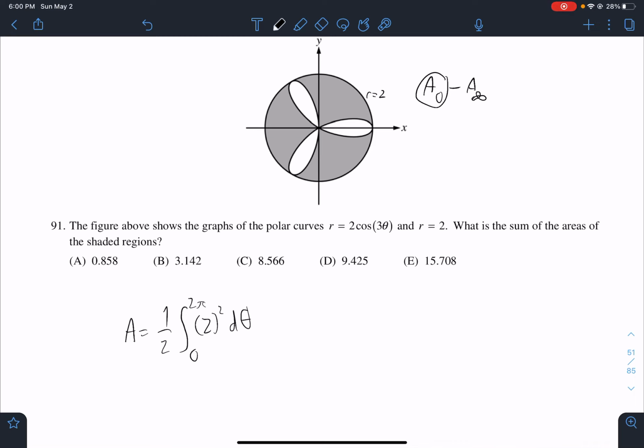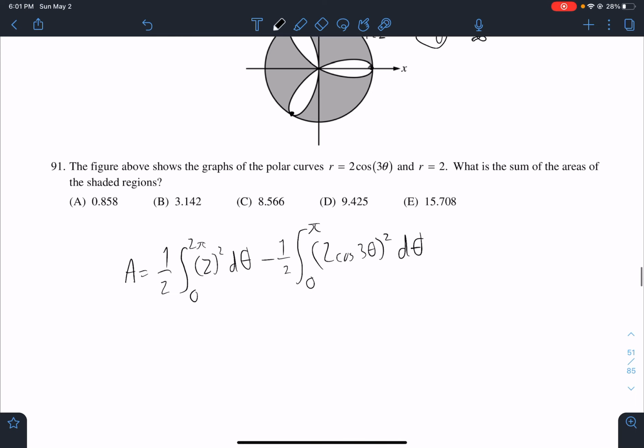So this doesn't actually go from 0 to 2 pi. This just goes from 0, and then it equals 2 when it's pi over 3, then 2 pi over 3 here, and then it goes back to pi. So it's actually only minus 1/2 the integral from 0 to pi of this whole thing, 2 cosine of 3 theta squared with respect to theta. And so we set up this integral.